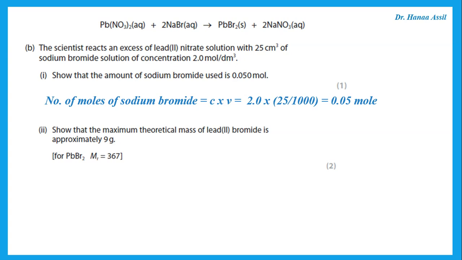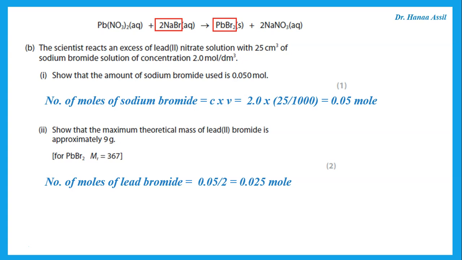Now show that the maximum mass of lead bromide that could be obtained is 9 grams. So what is the mass? I look at the equation, show the relationship between the number of moles. I find that the number of moles of lead bromide should be half of the sodium bromide. So I divide the number of moles of the sodium bromide by 2. Now what is the mass? Mass is number of moles times Mr. That comes out to about 9.2 grams, which is about 9 grams.